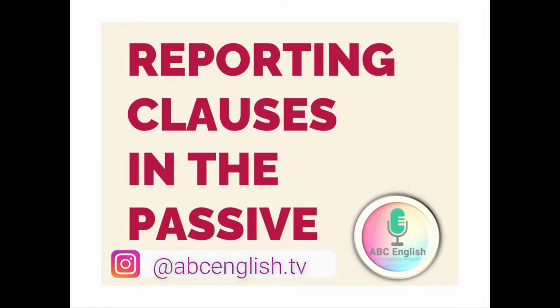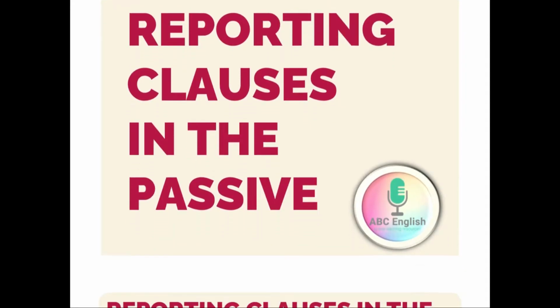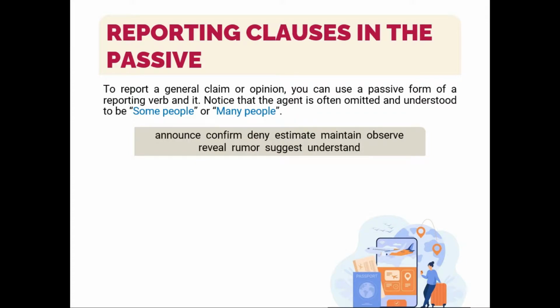Now we're going to start off with the second topic from unit number 4, reporting clauses in the passive. To report a general claim or opinion, you can use it plus the passive form of a reporting verb like announce, confirm, deny, estimate, maintain, observe, reveal, rumor, suggest, and understand. Notice that the agent is often omitted and understood to be some people or many people.